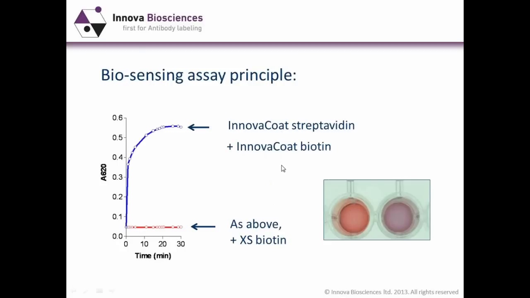This is the same type of thing. We're now scanning at 620 nanometers. It's a time course. We've got streptavidin and biotin Innova Gold, and you see a rapid signal increase at 620 as the material turns from red to purple. And this is a control where we've got excess biotin, so it prevents the interaction. You can see that the material stays the original color. So that's the principle of biosensing and exploits the unique features of gold nanoparticles.